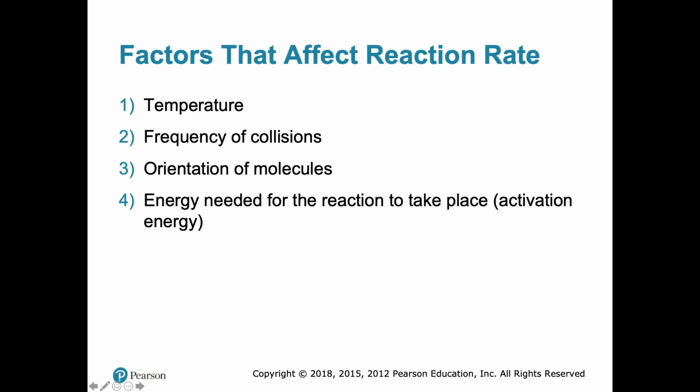And then, of course, the orientation of the molecules. It turns out that these molecules have to be in the perfect orientation to have their p orbitals overlap to make a new compound. So they also have to be in the correct orientation. If there are more collisions, there's a higher chance that the orientation of the molecules is going to be correct to proceed with a reaction.